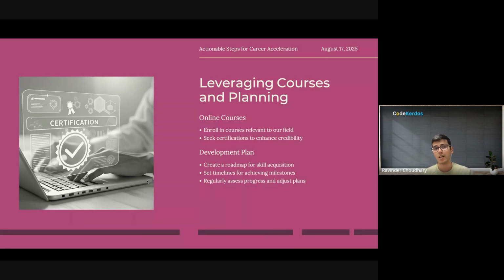For example, right now, everything is about AI. I always tell everyone to do at least some kind of basic course about AI so that you at least have an idea about what it is about. You at least understand when someone is saying, I worked on this LLM model, you understand what they are saying. So at least get some basic understanding of these things by the online courses. Create a very simple roadmap for the skill acquisition, guys, set some timelines to it, and then regularly work towards achieving that goal.